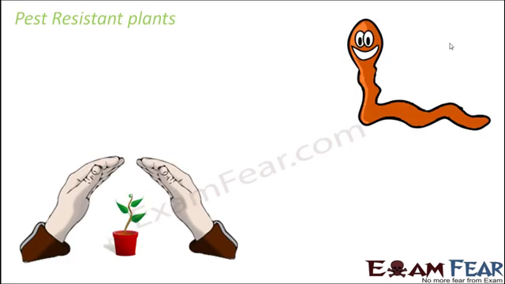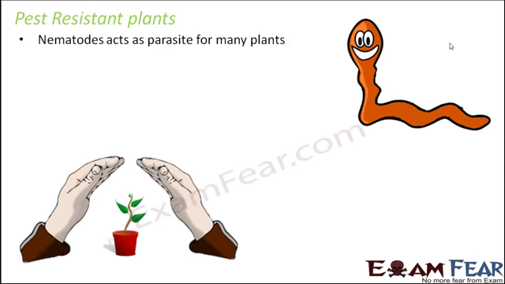So let us now talk about the pest resistant plants. In the previous slide we talked about the insect resistant plants. Now we will see pest resistant plants. Nematodes act as parasites for many plants. I hope all of you remember the nematodes, the round worms. They also act as parasites, that is, they live inside a plant for quite some time, get all their nutrition from the plant, and also harm the plant. That's how it is a parasite for many plants.